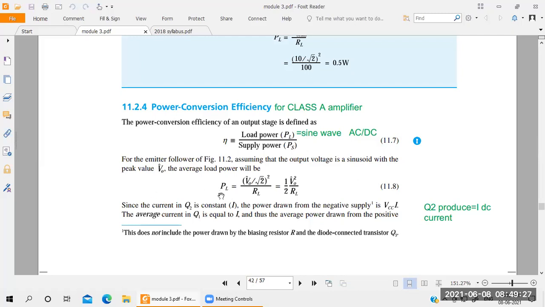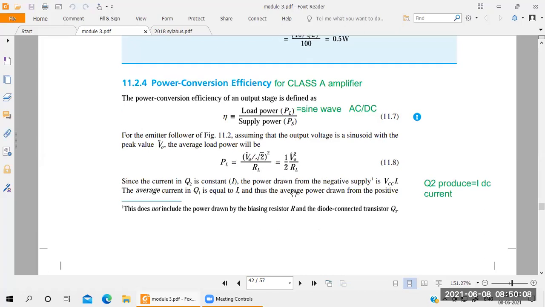To write the equation now, PL, meaning output power, should be equal to V0 dash divided by square root of 2, whole squared, divided by RL. Remember this one: you have to express the AC voltage as an RMS value. So take V0 dash divided by square root of 2, whole to the power of square, divided by RL. Then simplify. What do you get here? One by two into V0 dash squared divided by RL. This is the output power. So we got the output power from the AC output voltage, that is one by two into V0 dash squared divided by RL. After that you take input power.